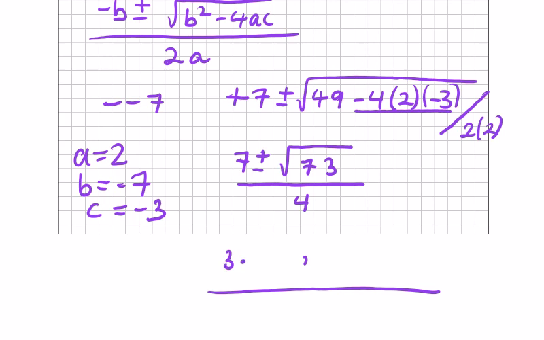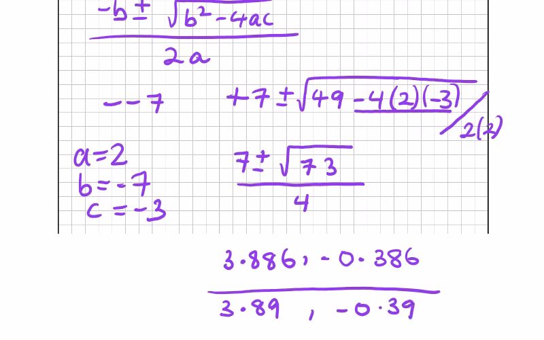The 7 plus is giving me 3.886. I'll round it in a second, and then go back and change it to a minus, and it's negative 0.386. So correct to 2 decimals, 3.89 and minus 0.39.